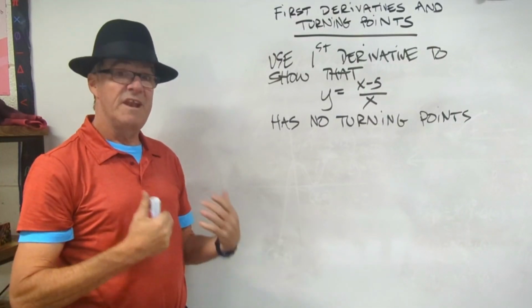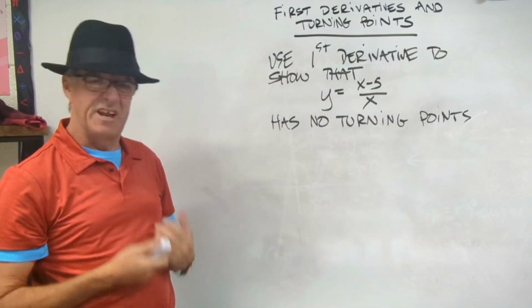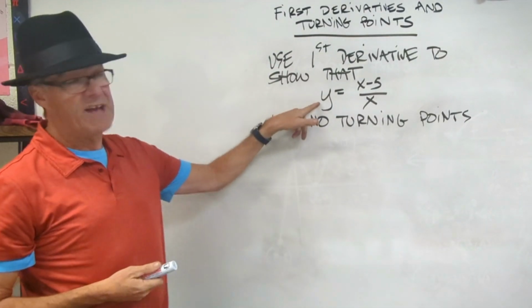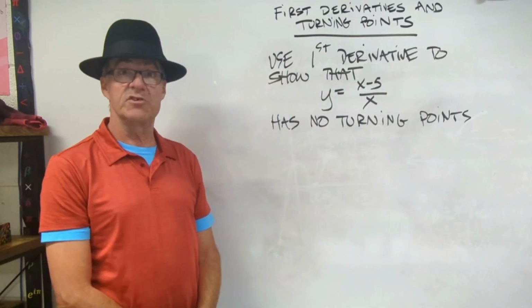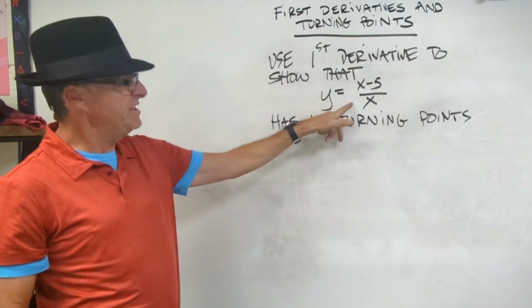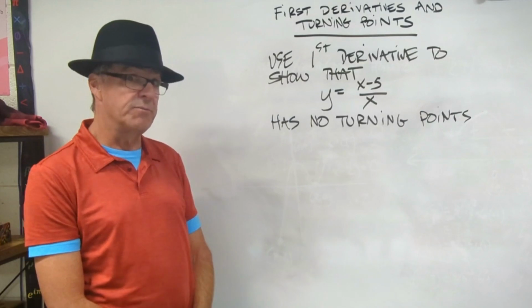All right, so now we're going to use the first derivative in a different way. We've got this rational function here, x minus 5 over x. So the prompt is use the first derivative to show that this function has no turning points.